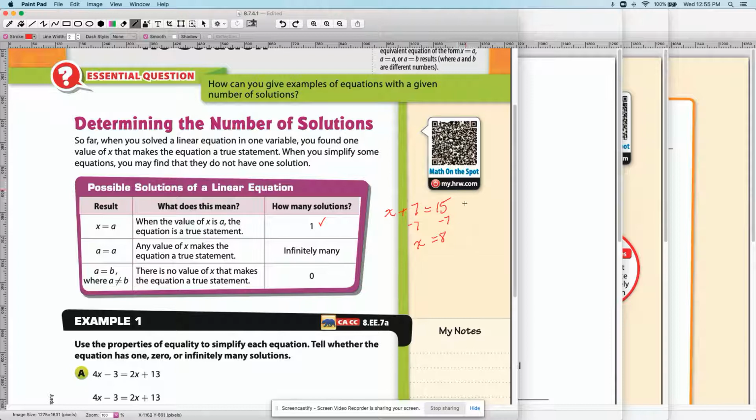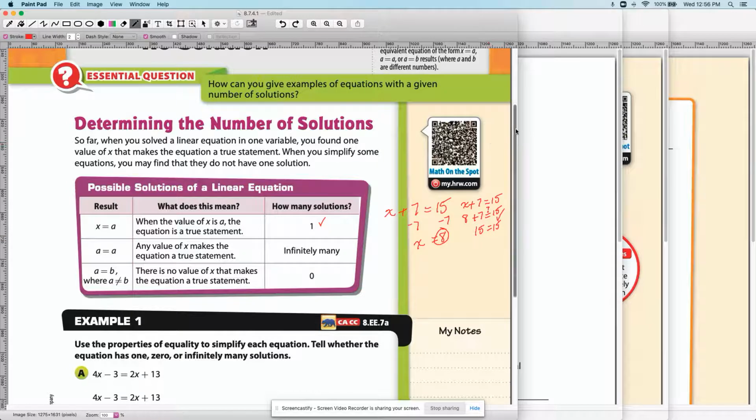And we know that because if we plug this value back into the original equation, we can check to see if it's true. So instead of x plus 7 equals 15, we will plug in 8 for x. We will add it to 7, and we will see, does it equal 15? And yes, it does. 15 equals 15, and yes, we have a true statement. Okay, so that's basically what we've done so far with solving equations and getting one solution.